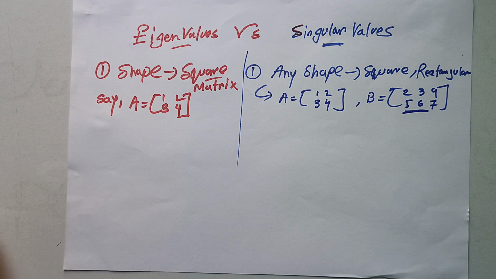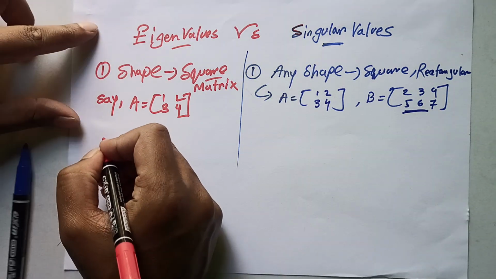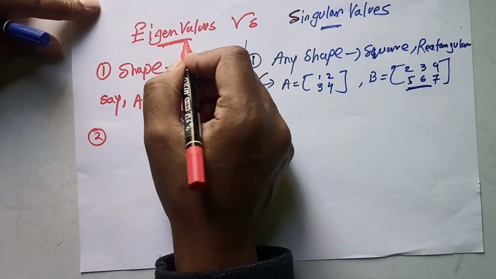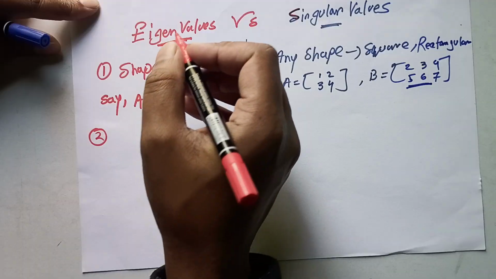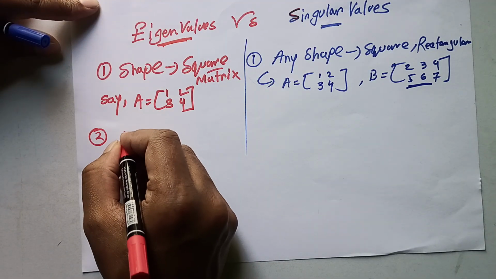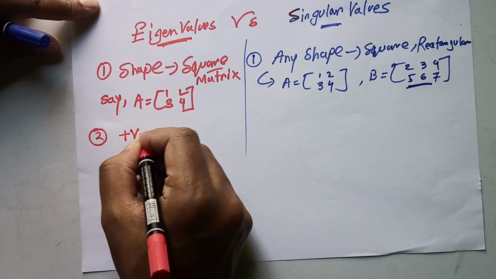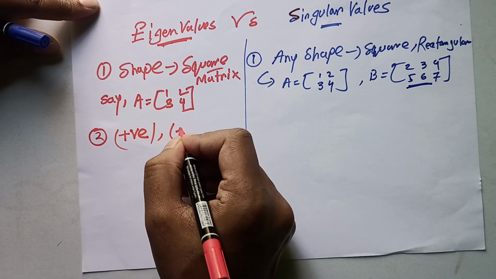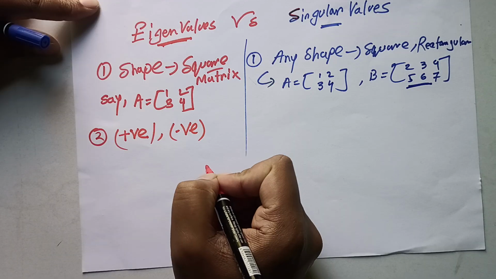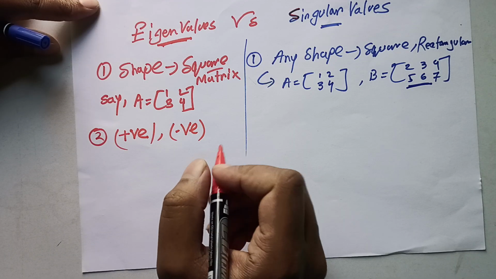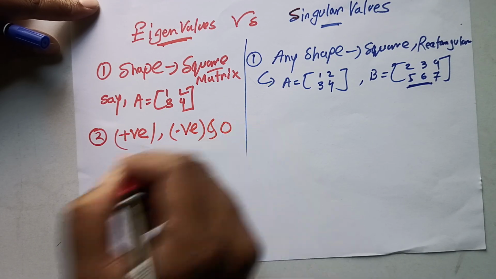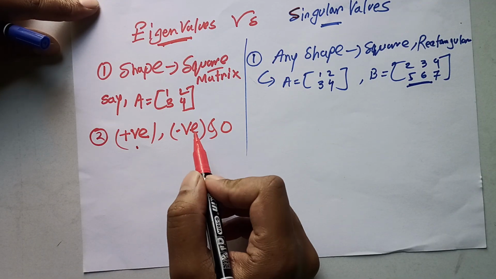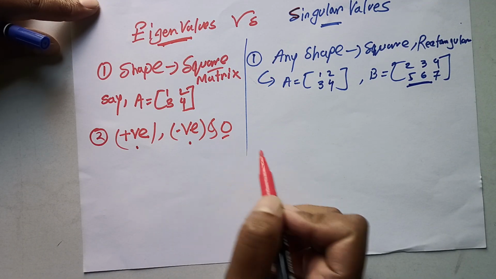Okay, the next one, and one of the major ones, is that in eigenvalue, the values can be positive, it can be negative, and it also can be zero. So eigenvalues can be positive, can be negative, and can be zero.